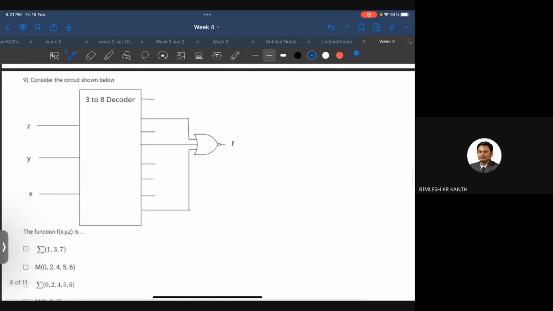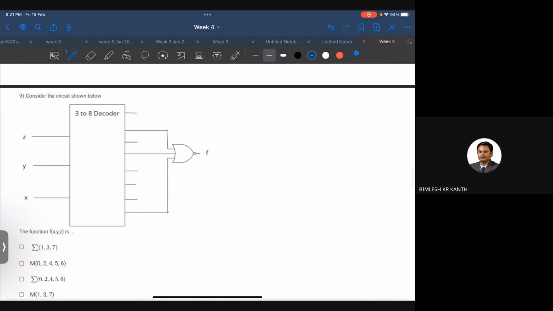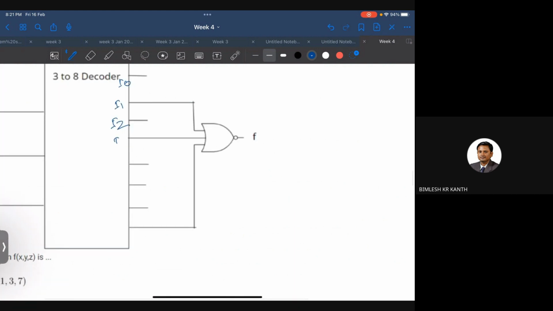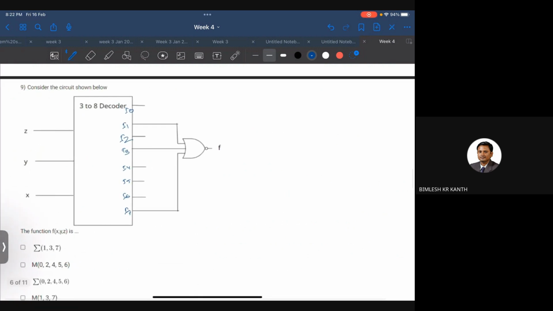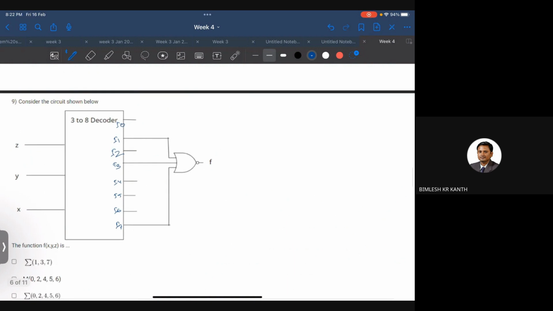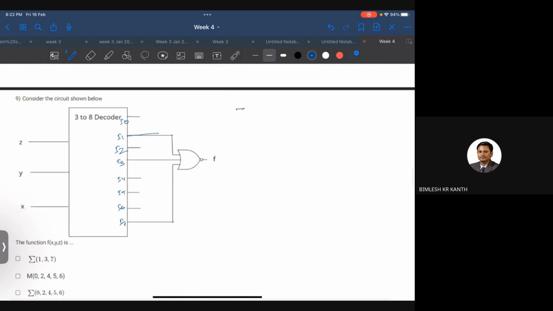Okay, now consider the circuit shown below. The function f(x, y, z). So this is I0, this is I1, this is I2, this is I3, this is I4, this is I5, this is I6, this is I7, right? Now, the function f(x, y, z). If you saw, this is 0, this is 1. So it is summation of 1, 3, 7.